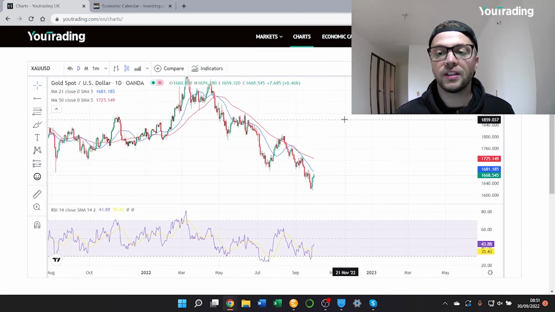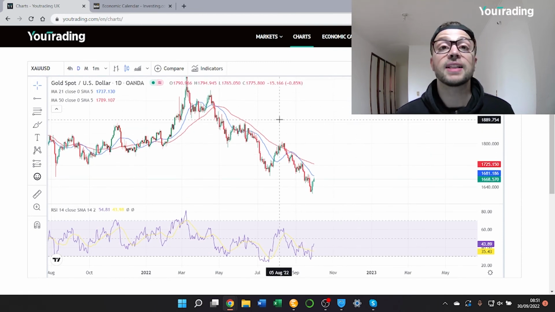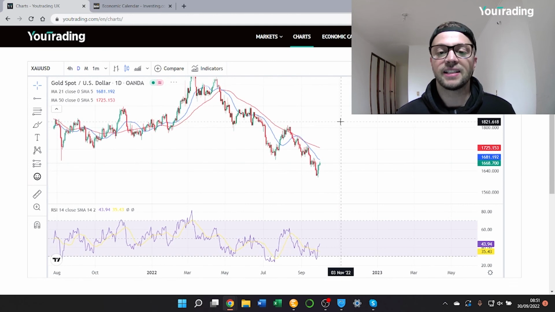So gold tends to be affected badly when interest rates are rising because it basically increases the opportunity cost of holding an asset like gold that doesn't pay any yield. The higher yields go, the more you'd want to have bonds, so you're getting an actual income from your asset that you own. That's kind of the thinking there.